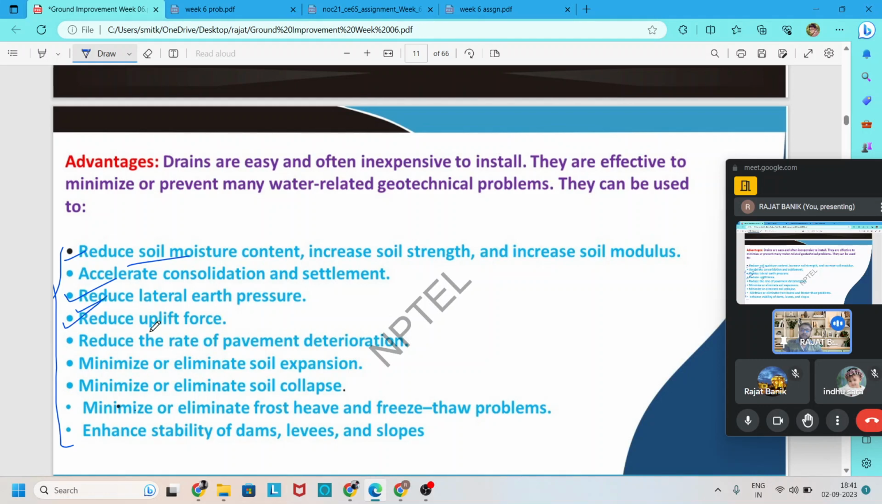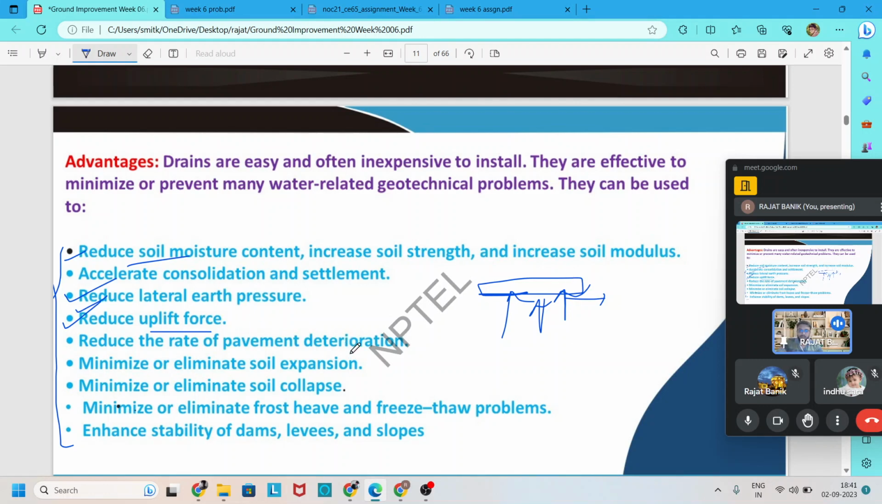It also reduces the uplift force. We know that if water is present here, some uplift force or buoyancy force is applied below the foundation surface. If we remove this water, the active force is reduced and the foundation gets stable.